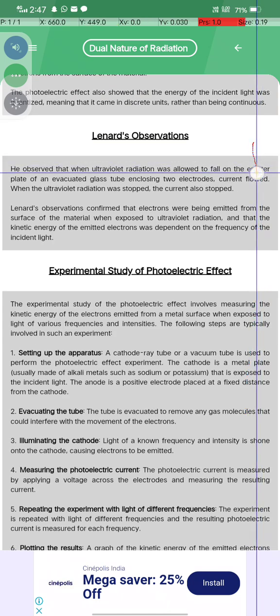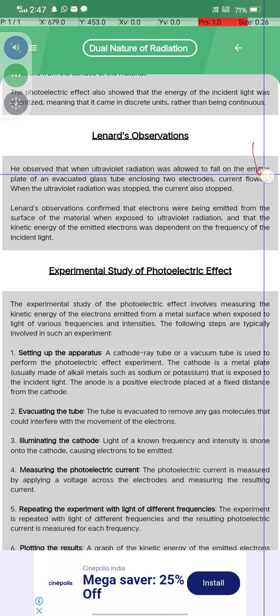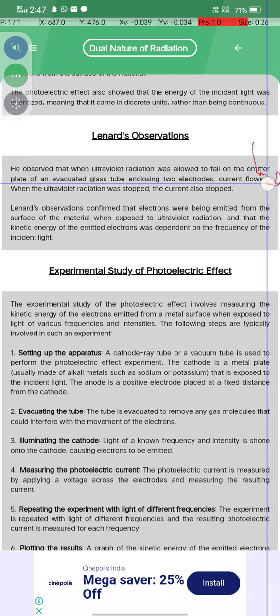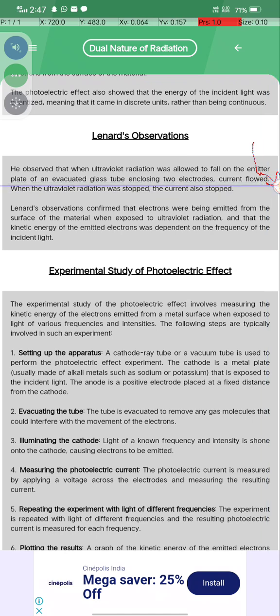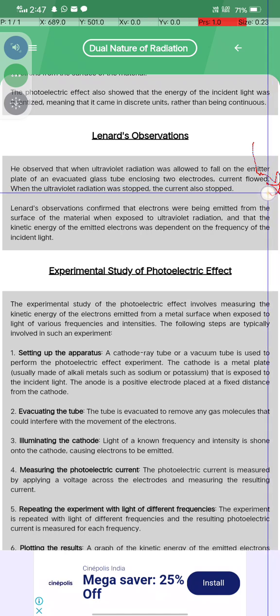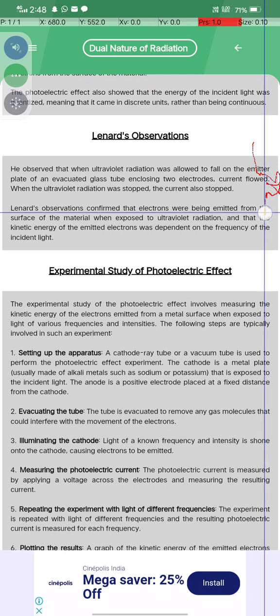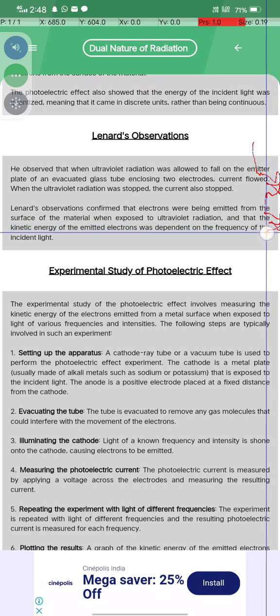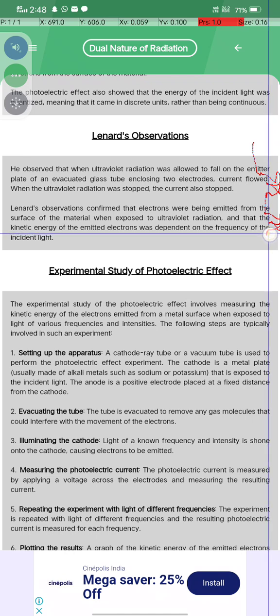Lenard's observation: he observed that when ultraviolet radiation was allowed to fall on the emitter's plate of an evacuated glass tube enclosing two electrodes, current flowed, and when the ultraviolet radiation was stopped, the current also stopped. Lenard's observation confirmed that electrons were being emitted from the surface of the material when exposed to ultraviolet radiation, and that the kinetic energy of the emitted electrons was dependent on the frequency of the incident light.